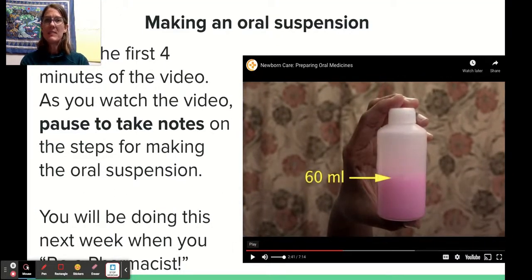So there's the oral suspension. It is a solution, but it's a little bit thicker and needs to be shaken every now and then. So compared to like the salt water, it's a little thicker than that. So that's why it's called a suspension.